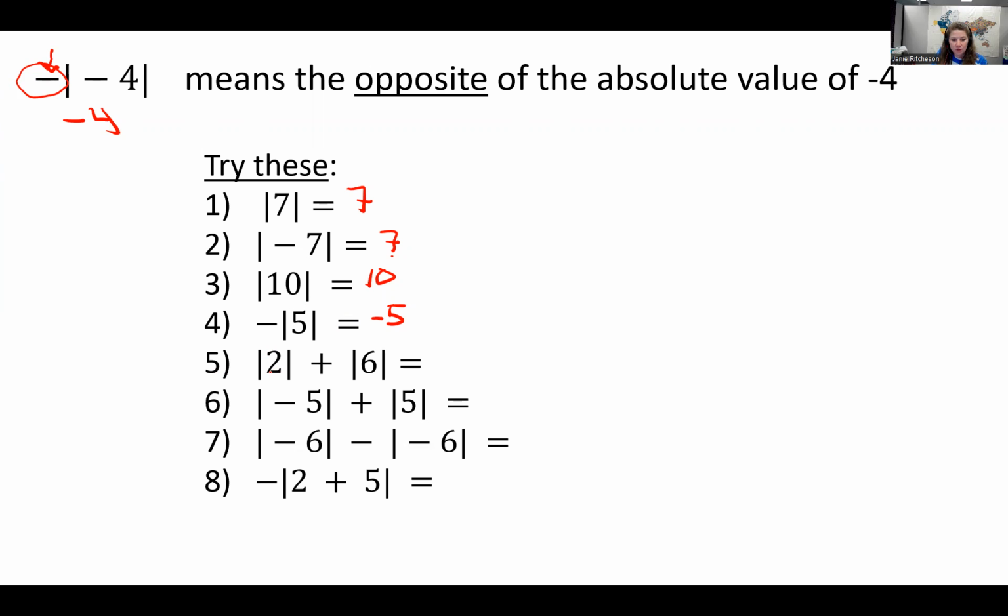Number 5, what is the absolute value of 2 plus the absolute value of 6? The answer is 8. Number 6, what is the absolute value of 5 plus the absolute value of 5? Well, 5 plus 5 is 10. What is the absolute value of -6 minus the absolute value of -6? Well, this means 6 minus 6 equals 0. And now number 8 says, what is the opposite of the absolute value of 2 plus 5? 2 plus 5 is 7. The absolute value of 7 is 7. And the opposite of 7 is -7. Once again, my answer is negative when I have the negative sign outside the absolute value bars.